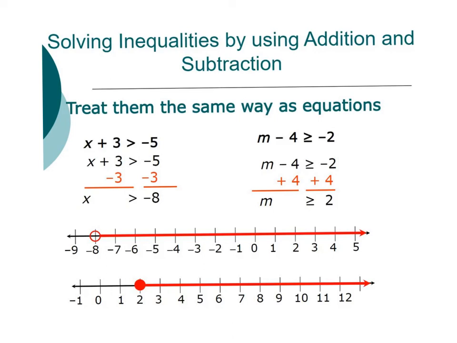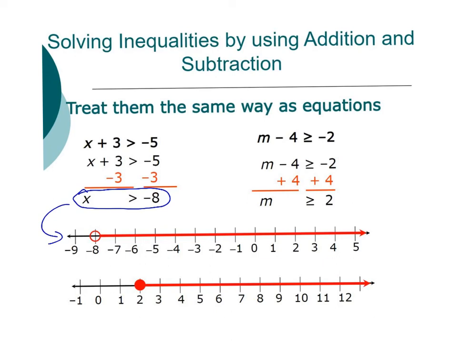Lastly, solving inequalities. Remember, it is treated the same way as solving an equation. It does not change. The goal is to isolate the variable. The only difference will be in how you represent your answer. So again, if you see here, my answer for this first example was X is greater than -8. So when I graphed it, I made an open circle and I shaded all the numbers that are to the right of -8, because all those numbers are greater than -8.